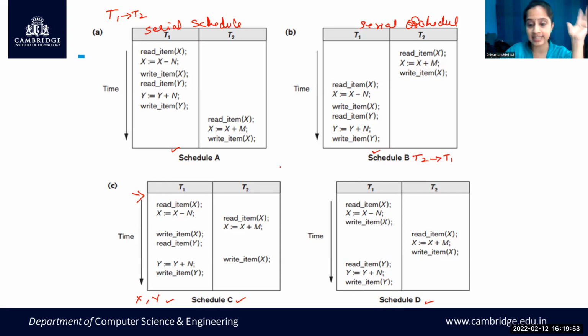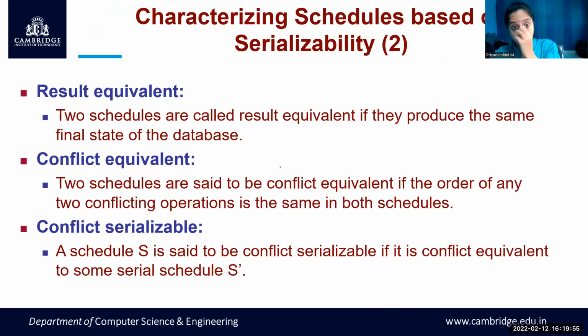Hope you understood about the serializability. Now our main concentration is conflict equivalent and conflict serializable. Let us see what is result equivalent. Two schedules are called result equivalent if they produce the same final state of the database.